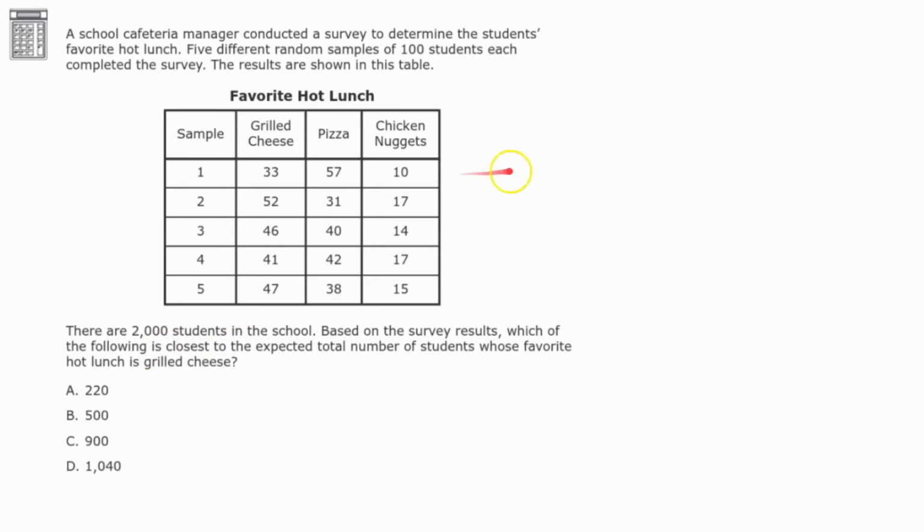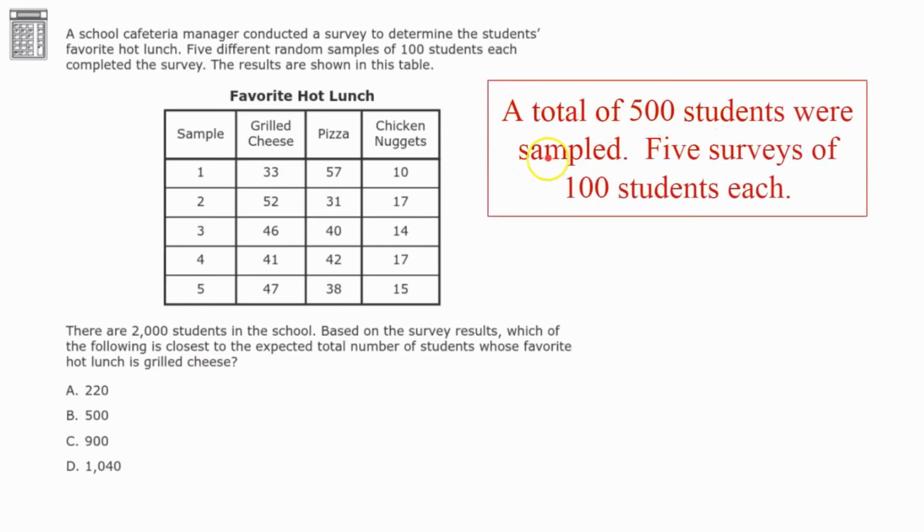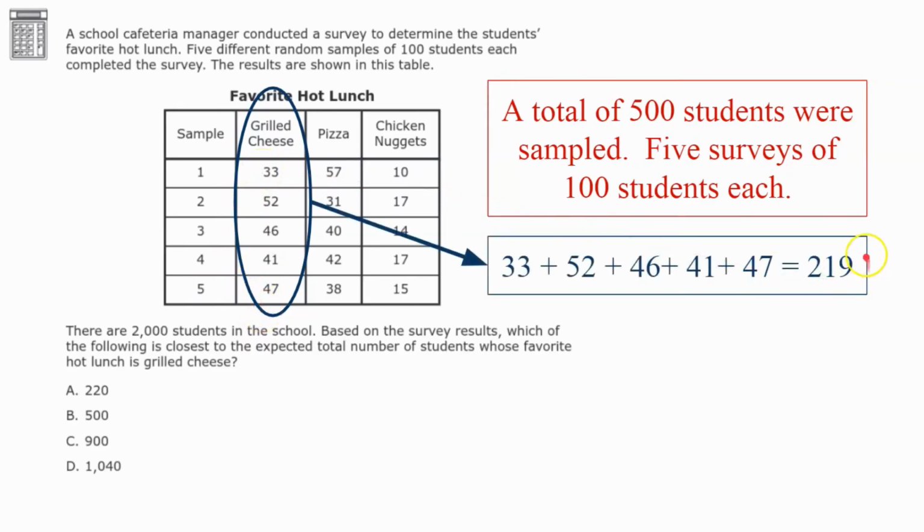Welcome back. So we have a total of 500 students that were sampled because they told us each sample was 100 students. So after they completed all 5 of these, they had surveyed 500 students. These are the totals of the grilled cheese responses. So if I add these all up, it tells me that 219 students' favorite hot lunch is grilled cheese out of the 500 students that were surveyed. So I know that 219 out of 500 responded to the survey.